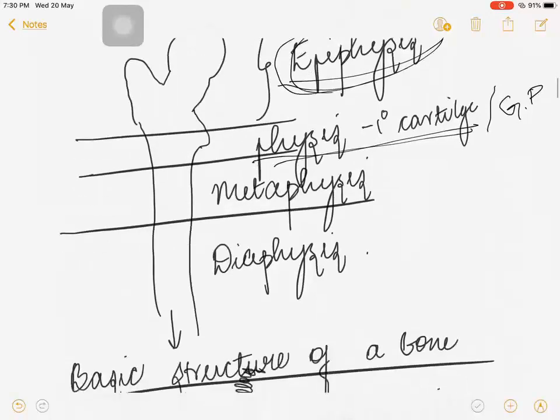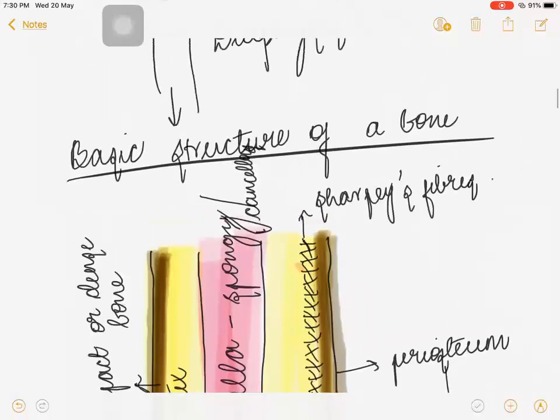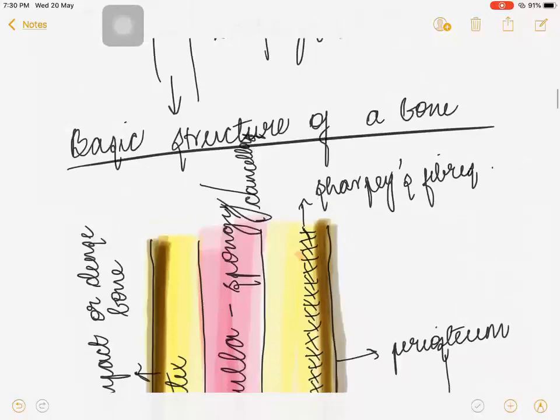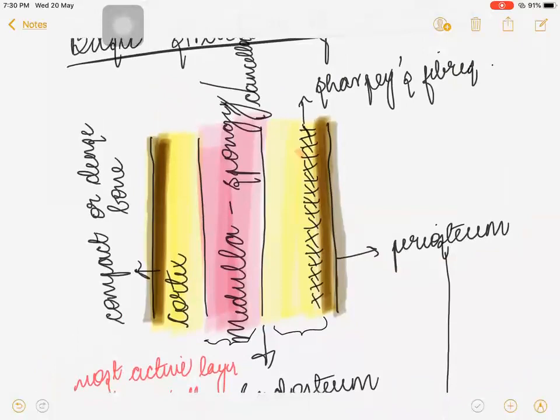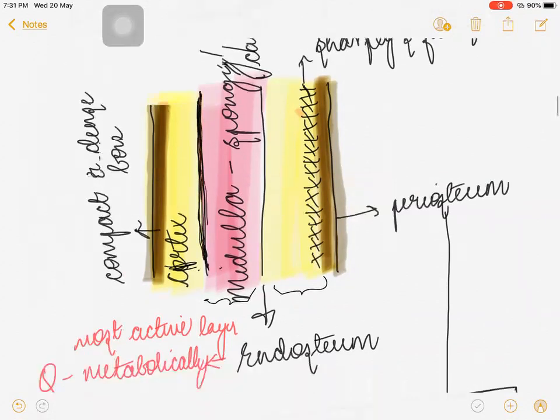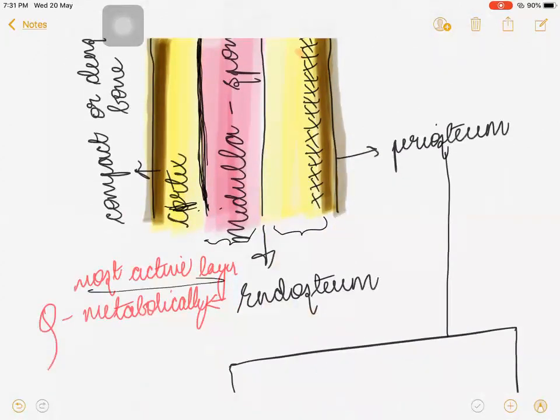Okay. So if you're looking at the structure of diaphysis, you'll be having the central part, which is known as the medulla, and then you'll be having the cortex. The central part is made up of spongy or cancellous bone. And then you have the cortex, which is made up of compact bone. So the region between the cortex and the medulla is lined by the endosteum. The special feature about endosteum is it is the most metabolically active layer.